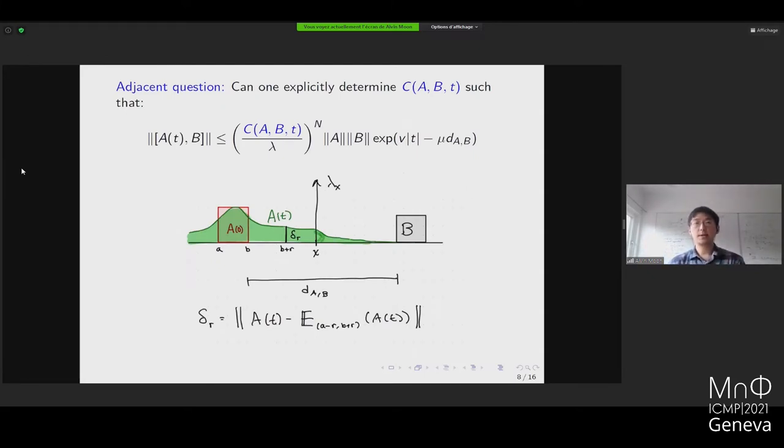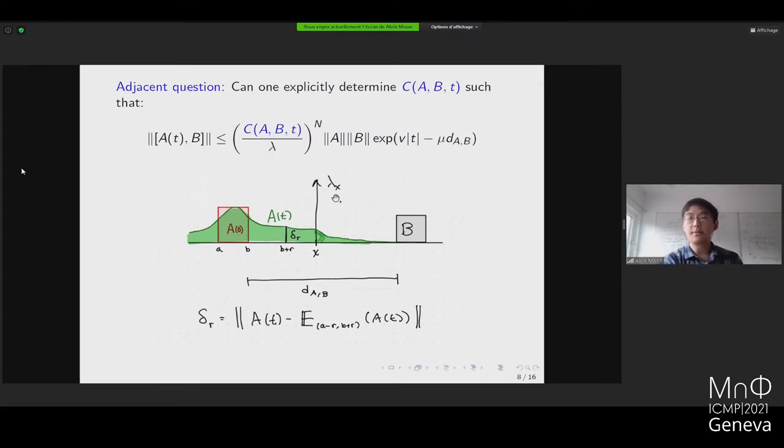So then I want to ask an adjacent question. Heuristically, it seems like you could expect the choice of field to be able to slow transport, in a hand-waving way. And I explain this using a cartoon. I have initially an observable A and an observable B localized to the left and to the right of a distinguished field site X. And then I time evolve A. And so this green shaded region is, slightly imprecisely, the modification of the local observable under the Heisenberg dynamics, where most of the observable remains localized in the region around the original support.